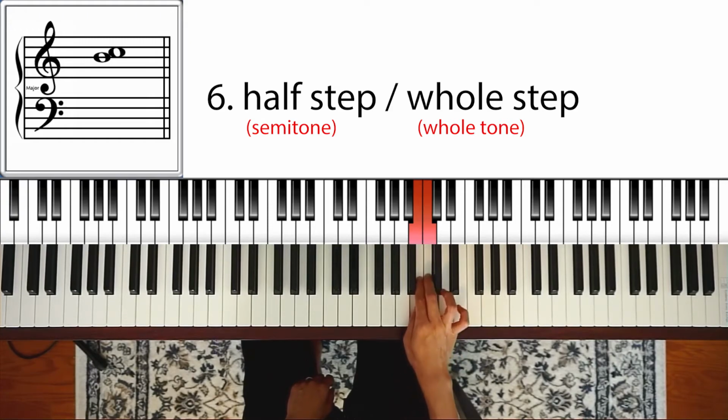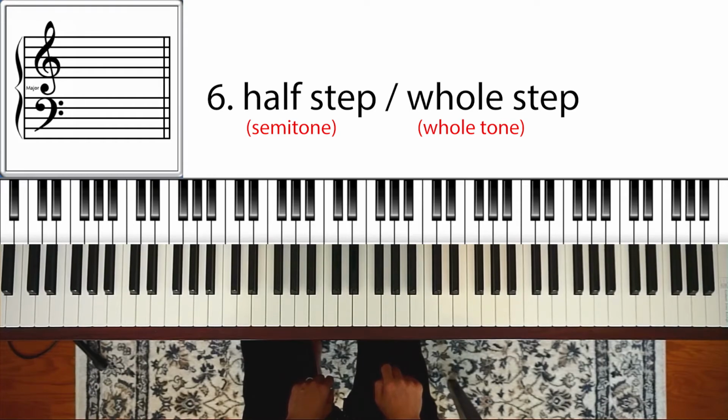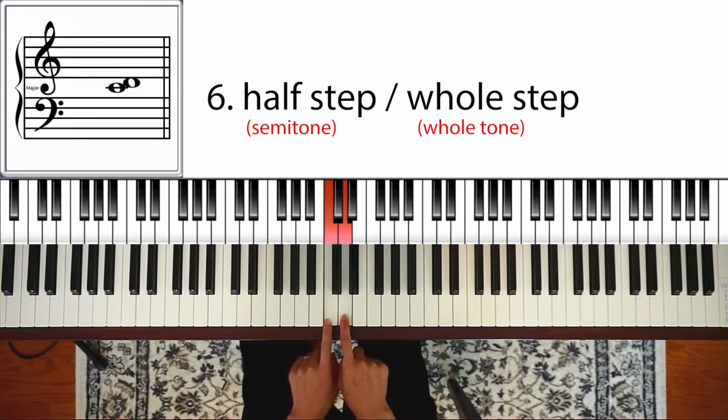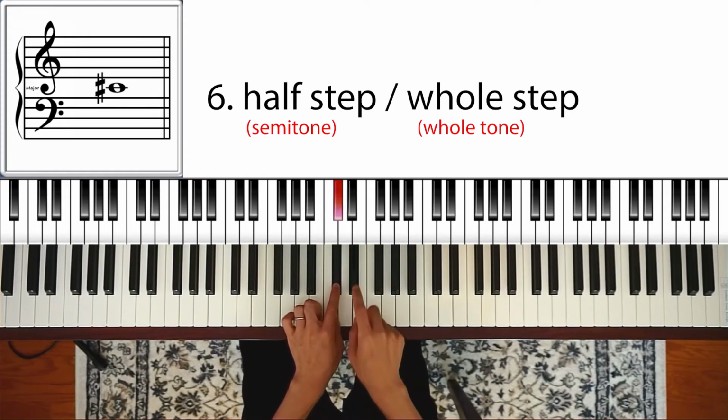Be aware that E to F and B to C are both half steps because there's no black key in between them. Okay, now let's look at whole steps. Whole step is two half steps combined. It's also called a whole tone. It can be from a white key to another white key if there is a black key in between them. Or it can be from a black key to another black key if there is a white key in between them.